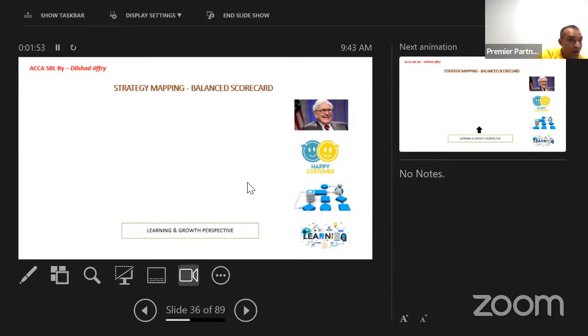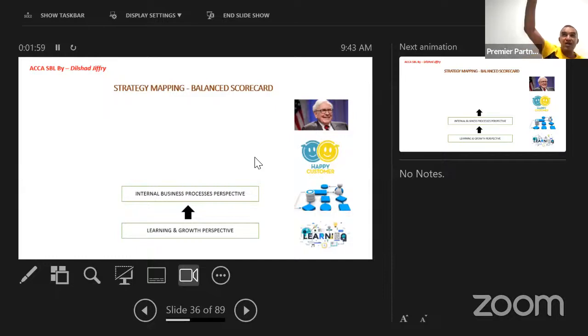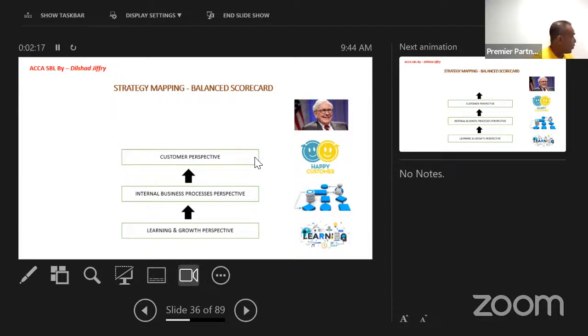Why do I learn and grow like that? Because I want to provide these internal business processes. I have 5 internal business processes. For those, this is how I need to learn and grow. Now, why do I need these internal business processes? Because those are what is needed by whom? My customers. Understand? So only when I provide these 5 processes, my customers will be with me forever, long term.